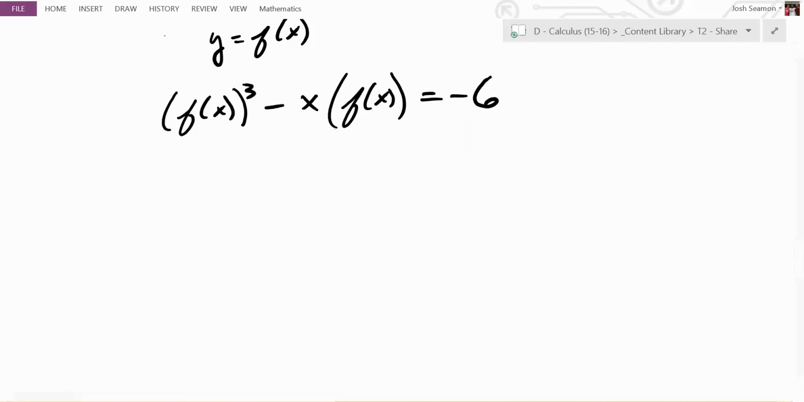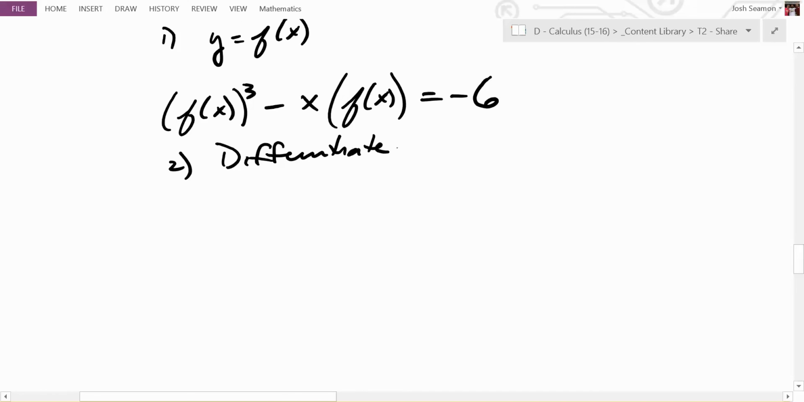Now, what's our next step? Do you remember what it was called? Differentiate with respect to x. So can someone tell me what the derivative is going to be? Be really careful. Maggie, go.